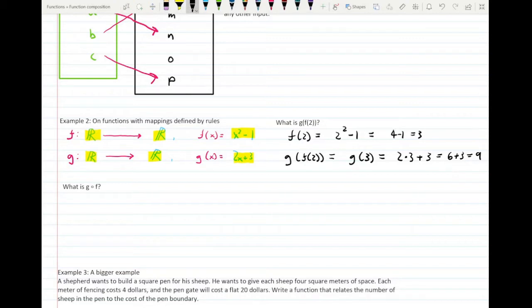Now, as for the composite function, we know it's got an input from numbers, an output into numbers, so we can draw that in.